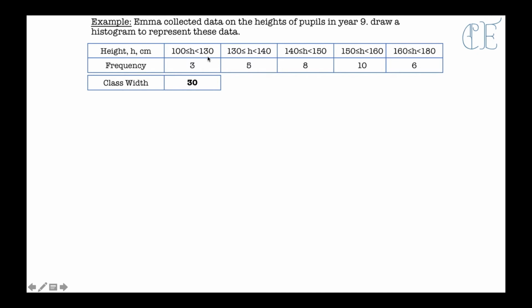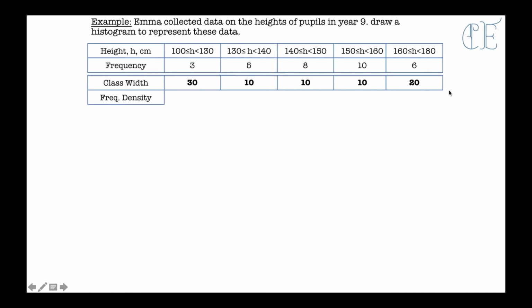So between 100 and 130 is 30. Between 130 and 140 is 10. 140 and 150, 150 and 160, and then 160 to 180 is 20. So you're just finding the differences, okay, and putting that there.